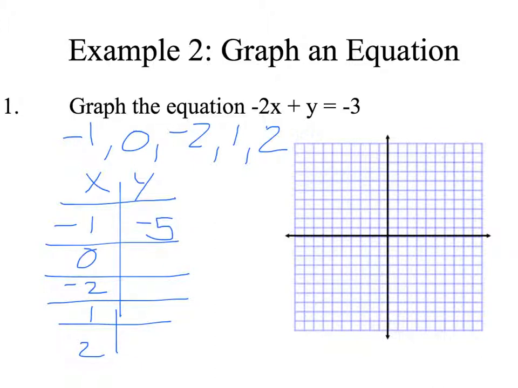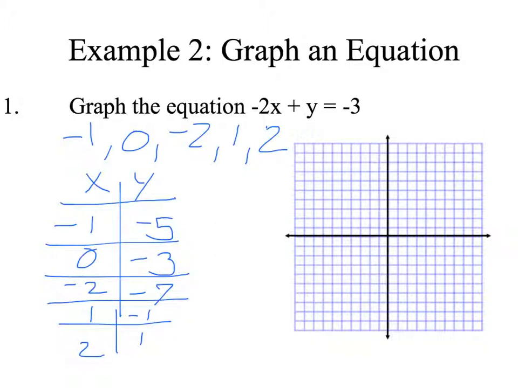When I plug 0 into the equation, -2 times 0 is 0, so y is -3. When I plug -2 in, I get +4. Move that +4 to the other side, making it -4, and I get -7. Plug 1 in, I get -2. Add 2 to each side, I get -1. Plug 2 into the equation, I get -4. Add 4 to each side, I get +1.